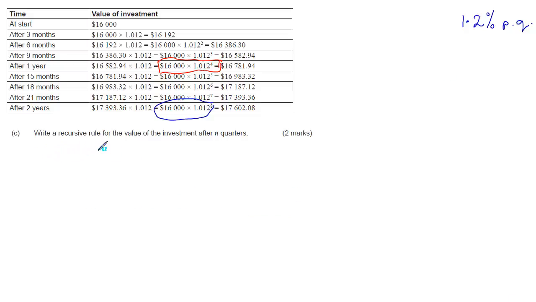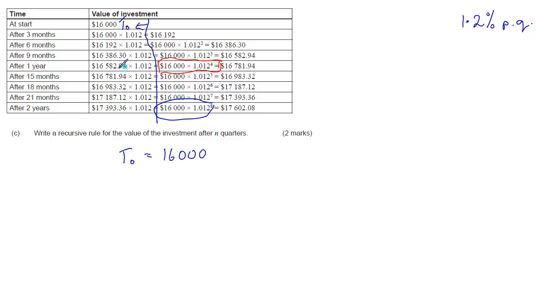Write a recursive rule for the value of the investment after n quarters. The clue we have here are the calculations in the first part of the table. So we can see 16,000 is the beginning, so that's got to be T0. Remember, that's part of a recursive rule. So T0 is equal to 16,000.